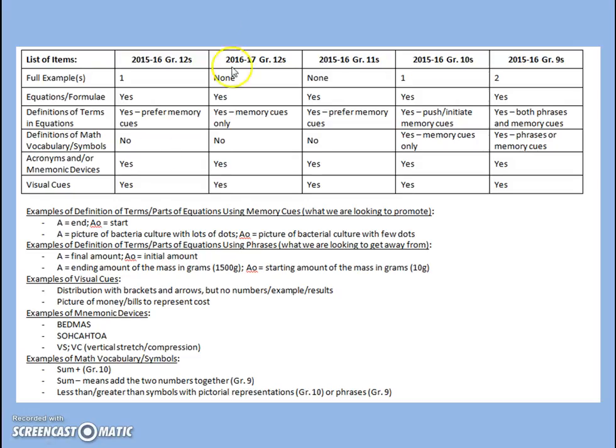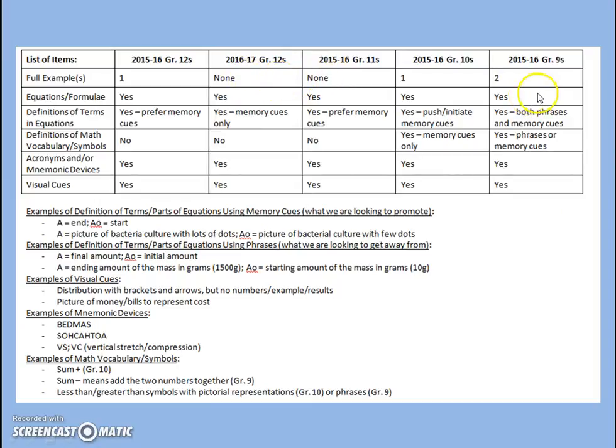So once we look at the math, for example, and the scaffolding. So here's our grade 9s. We're allowing 2 examples, our grade 10s 1 example, our grade 11s none. For this year, our grade 12s will be allowed 1, but once this year is done, what we're focusing on is these 4 columns. Notice no examples in grade 11 and grade 12.